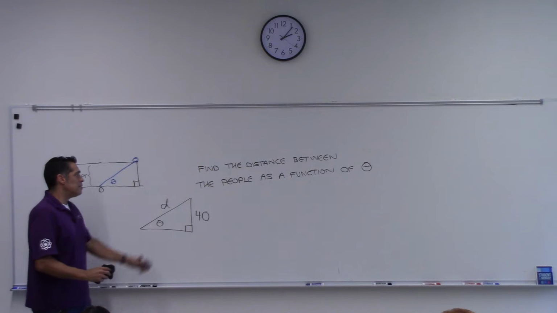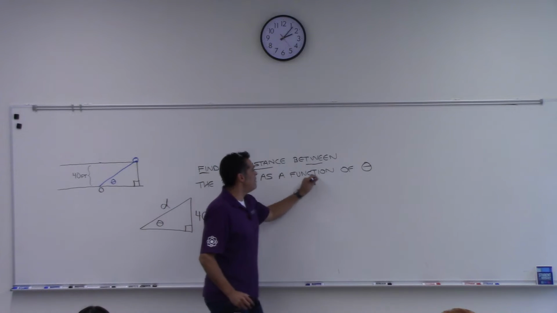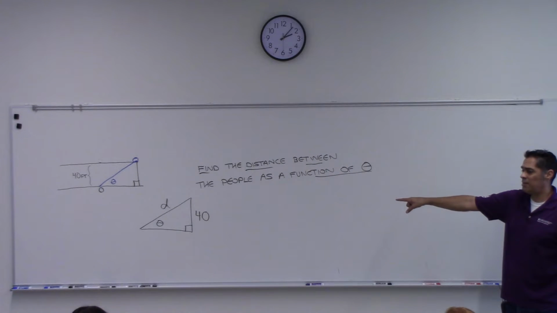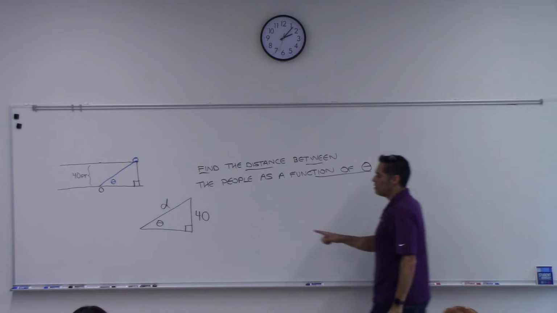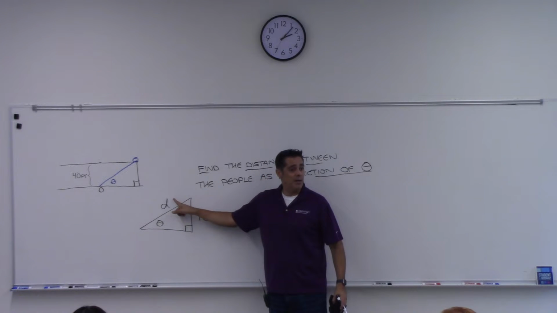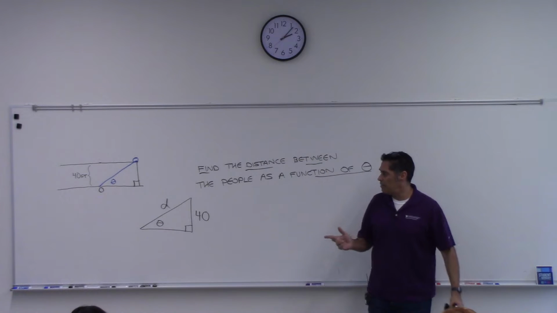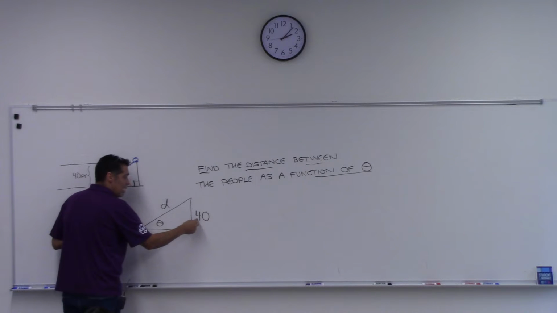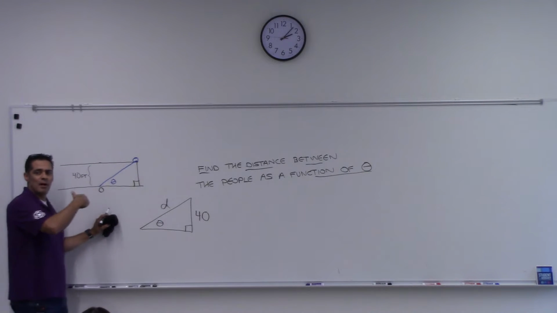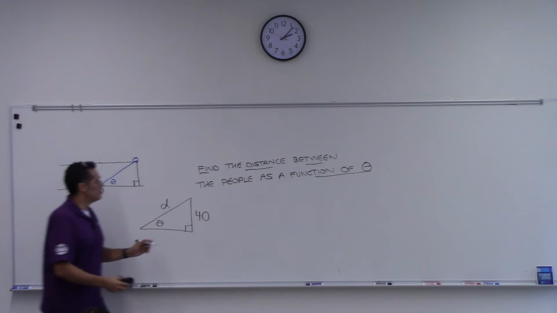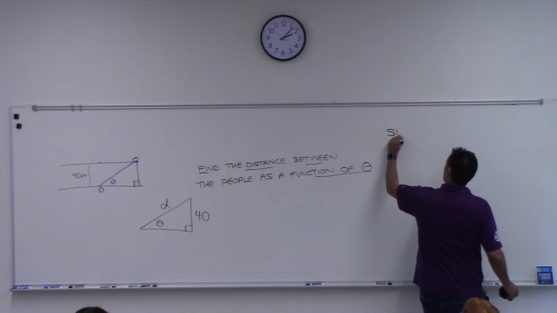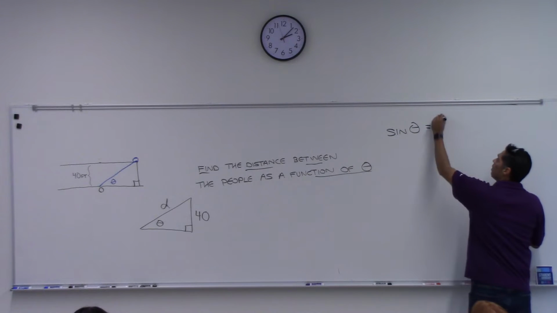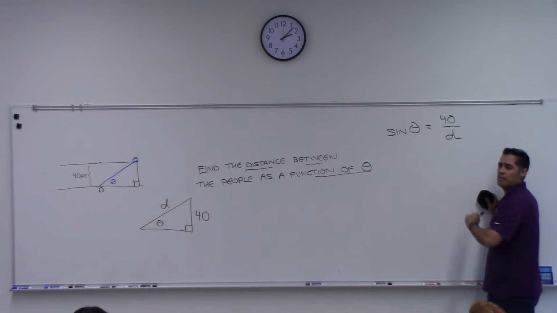Now, I'm supposed to give you the distance between us as a function of theta. So what I'd like to do is use some sort of trig function that connects those things together. So what trig function would connect theta, 40, and the hypotenuse together? Cosine or sine or tangent? Theta, this is the opposite, right? And this is the hypotenuse. Opposite and hypotenuse is sine, right? So you could write this: sine of theta equals 40 over d. You with me?